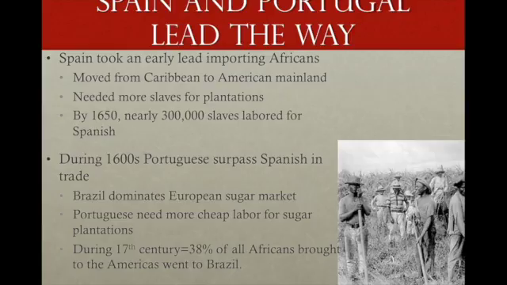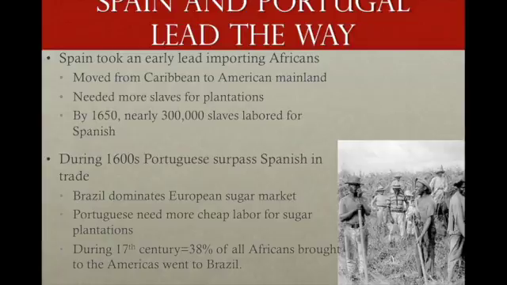So Spain was the first country to really lead the slave trade in importing Africans. They moved from the Caribbean to the American mainland. So they started off in the Caribbean and farming there, but eventually they ran out of space and started moving to the mainland. And they needed more slaves for plantations. So by 1650, nearly 300,000 slaves labored for the Spanish. So they were the leaders of the slave trade.